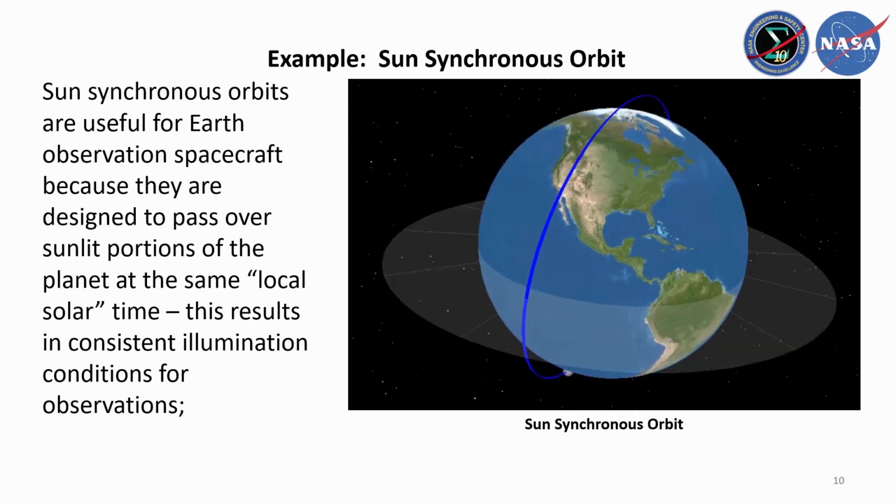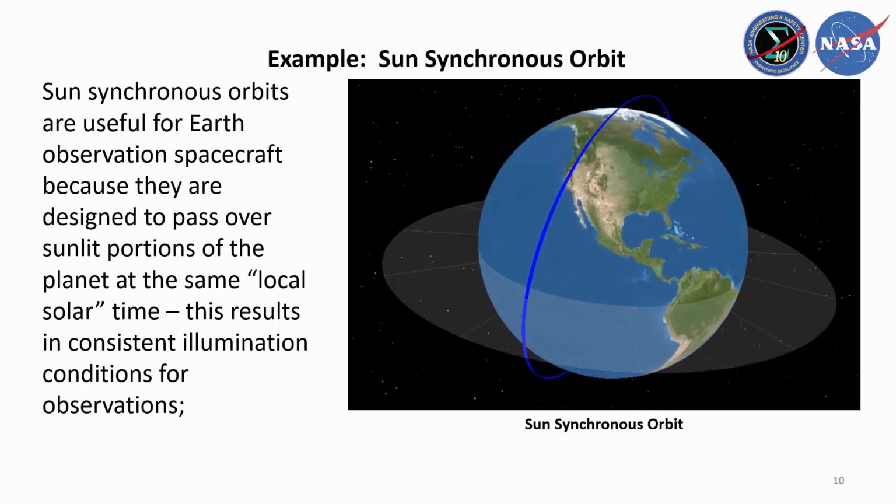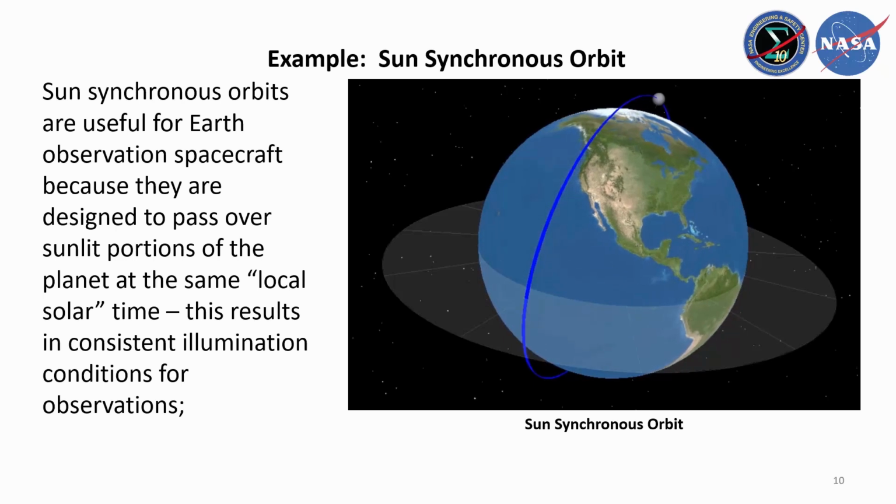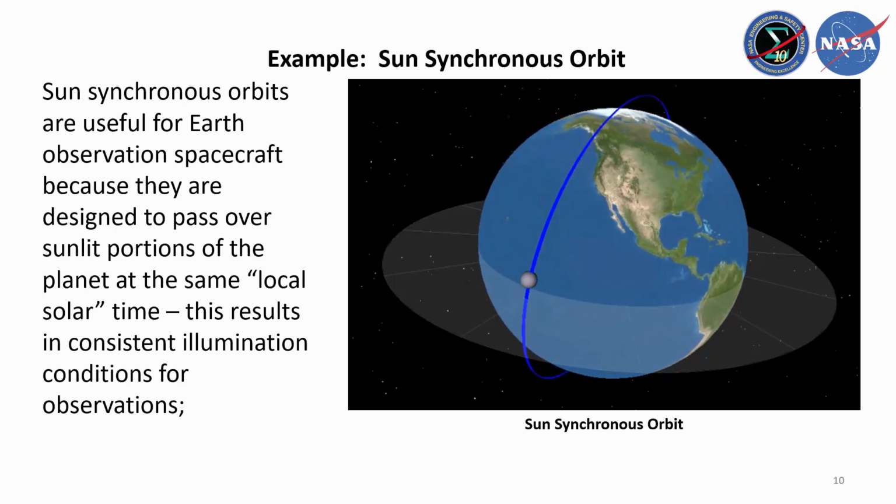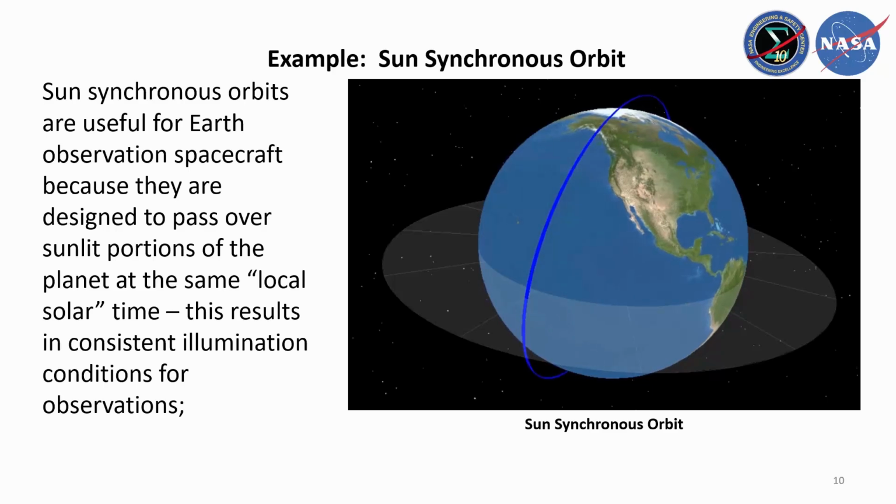Consider Sun-synchronous orbits. These orbits are useful for Earth observation because they are designed to pass over sunlit portions of the Earth as close as possible to the same local solar time. This gives the spacecraft instruments an opportunity to gaze down at Earth with consistent illumination conditions.